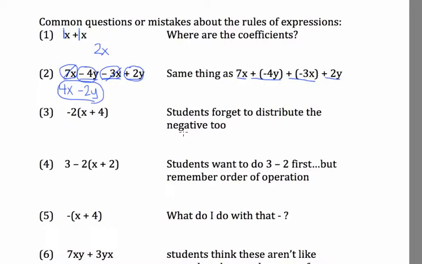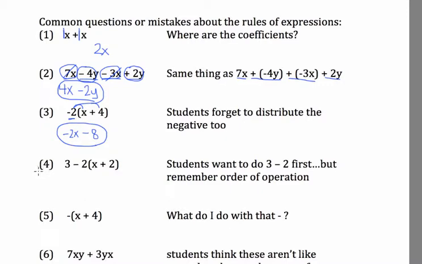Don't forget when you're doing the distributive property that you have to distribute the negative 2. If there is a negative in front of that number, a minus in front of that number, that also needs to be distributed when you multiply. So negative 2 times x is negative 2x. And negative 2 times positive 4, a negative times a positive is a negative, so that's negative 8. Negative 2x minus 8. Don't forget to distribute that negative.